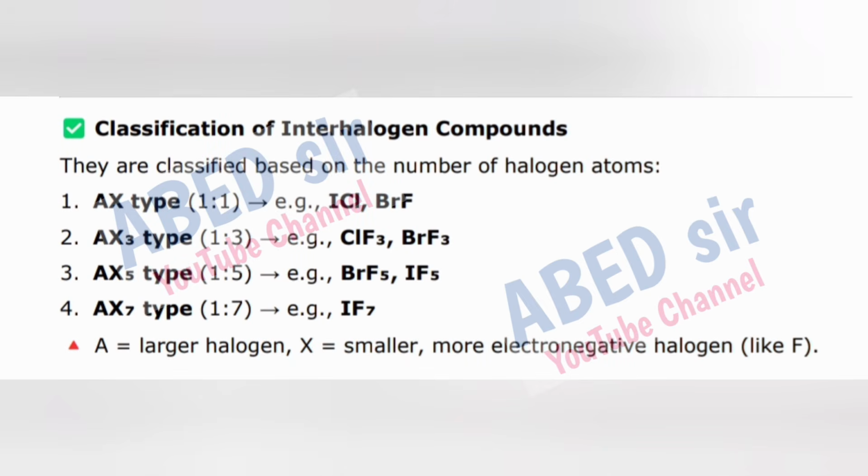Classification of interhalogen compounds. They are classified based on the number of halogen atoms. 1. AX type, example ICl, BrF. 2. AX₃ type, example ClF₃, BrF₃. 3. AX₅ type, example BrF₅, IF₅. 4. AX₇ type, example IF₇. A equals the larger halogen, X equals the smaller, more electronegative halogen, like F.